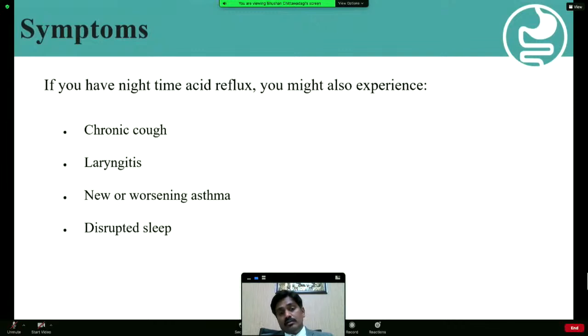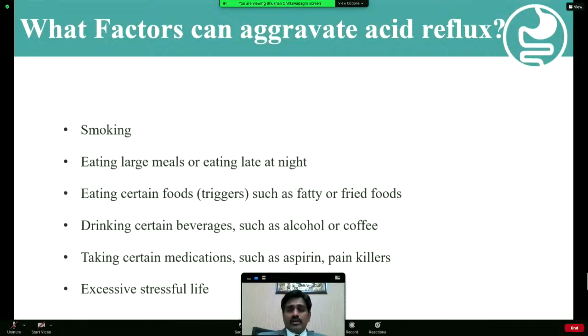Some people, because of this chronic cough, have been, maybe not correctly diagnosed. They will be treated as asthmatic patients, and it also disrupts your sleep because of the chronic reflux coming back. Now, apart from the laxity of the wall, there are also factors which aggravate the acid produced in the stomach.